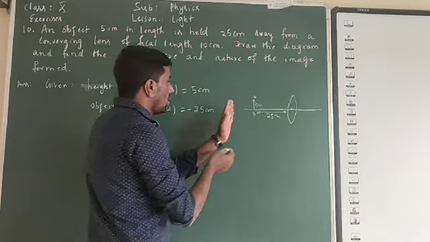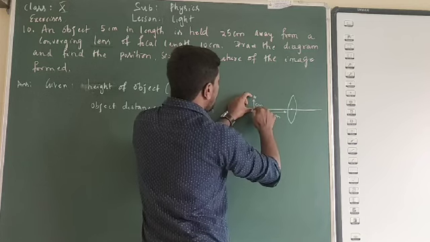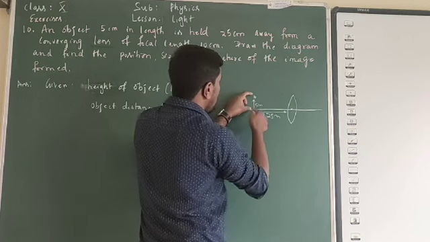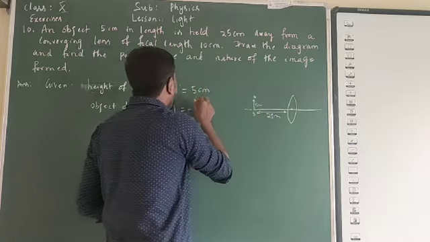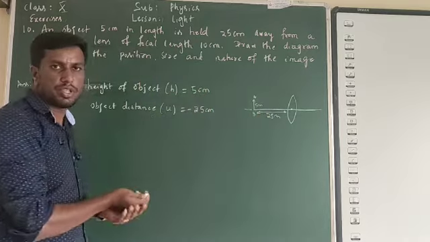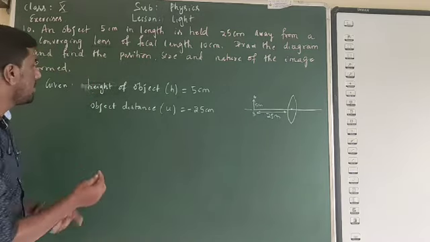Whereas the object height is 5 centimeter, but if you are taking a height, that is on the y-axis, right? So that is on the positive y-axis. Therefore, the object height will be positive only. Okay. Now, a converging lens of focal length 10 centimeter.